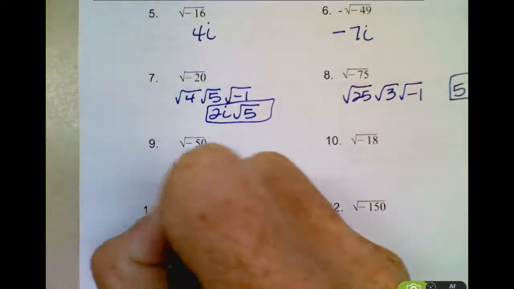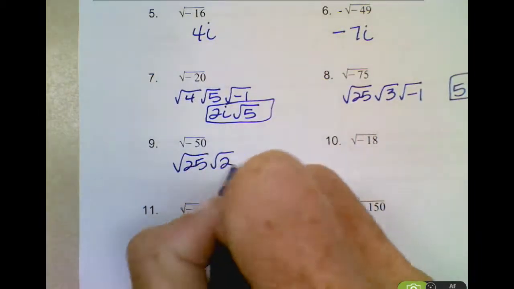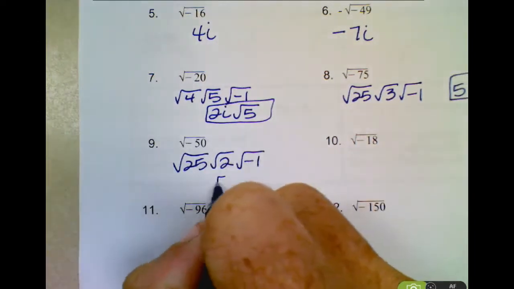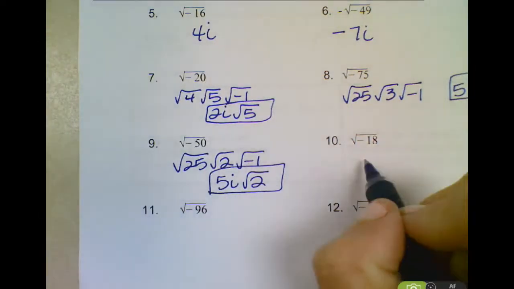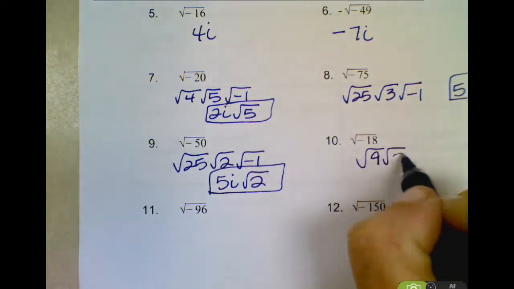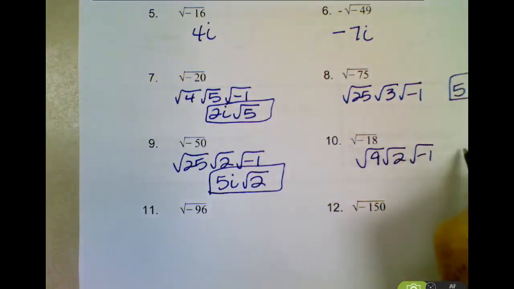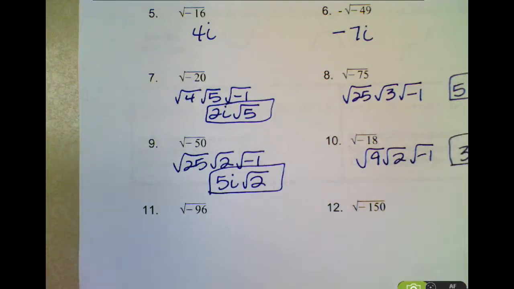Number 9, you get square root of 25, square root of 2, square root of -1. So you would have 5i square root of 2. Number 10, square root of 9 times the square root of 2 times the square root of -1 would give you 3i times the square root of 2.